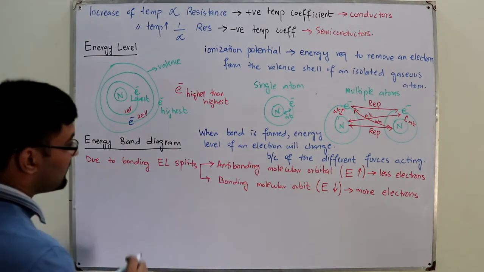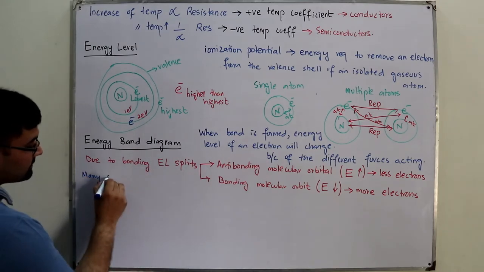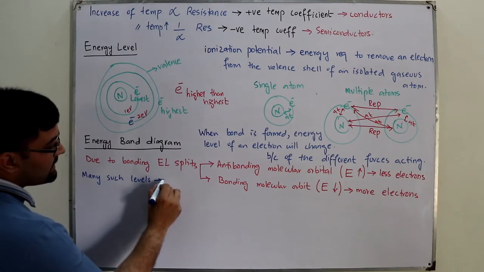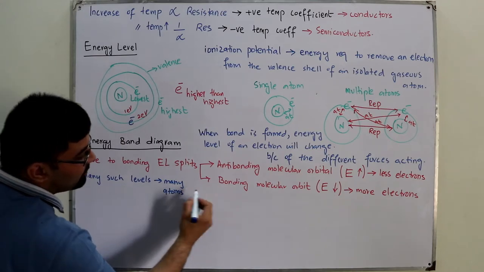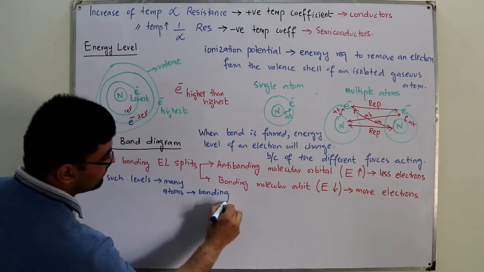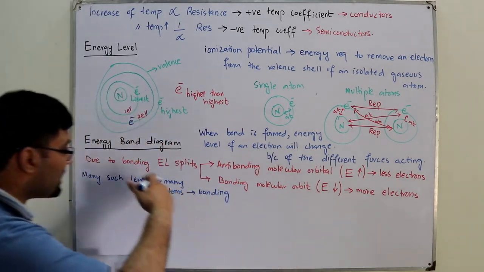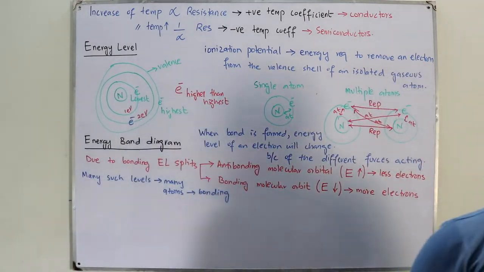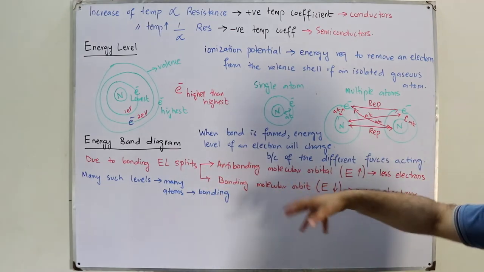So many such levels would appear. Why? Because many atoms would take part in bonding. You can write it down in English for yourself. Many such levels, anti-bonding molecular orbital, bonding molecular orbital, they would appear because many atoms, not only two, would take part in bonding. Over here I talked only about two, so the energy level would split into these two things.